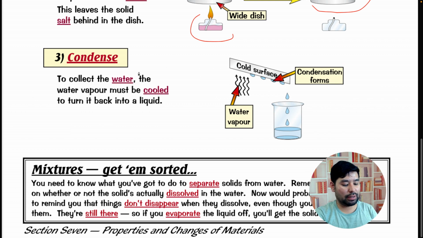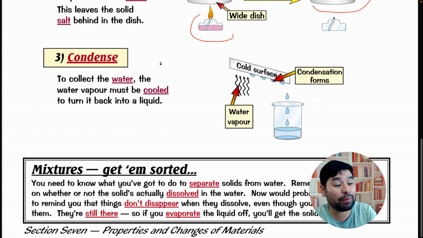So number three, let's listen to the pronunciation of this word. Follow me. Condense. So one, two, three. Let's listen to that. Condense. Condense. Okay. So condense: to collect the water, the water vapor must be cooled. Cooled is the opposite of heating, to turn it back into a liquid. Again, condense to collect the water. You get the water, and the water vapor must be cooled.